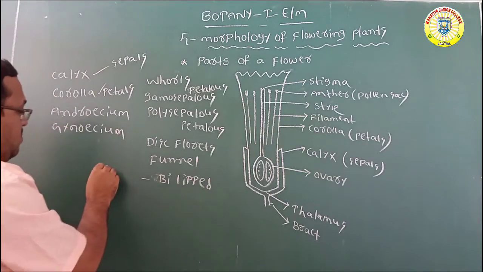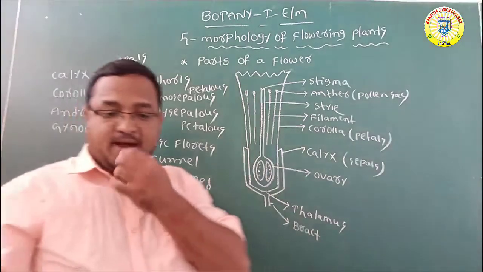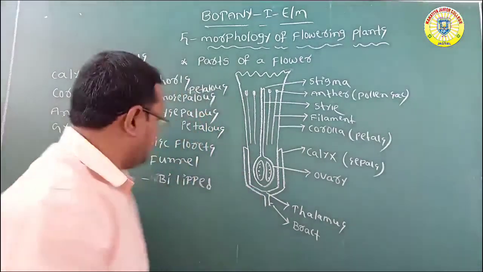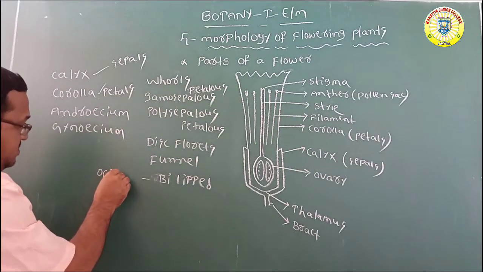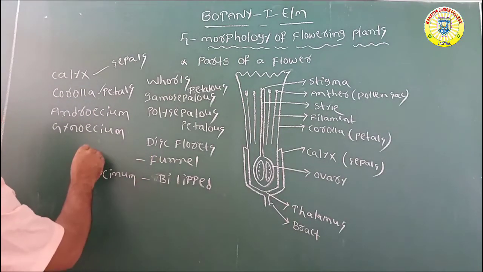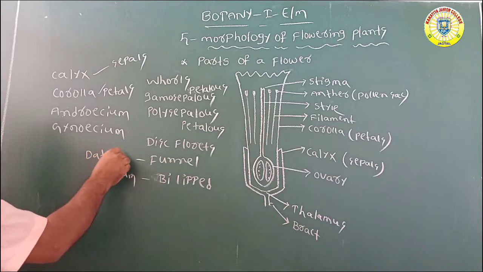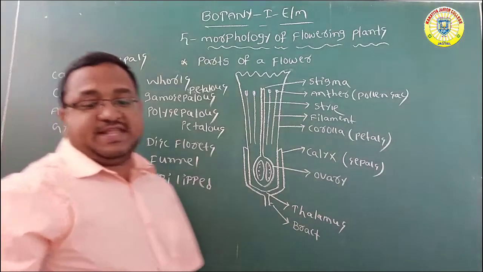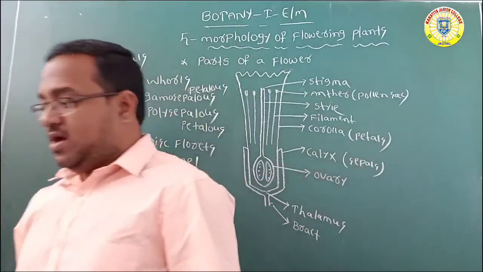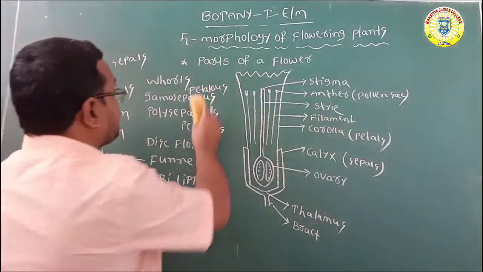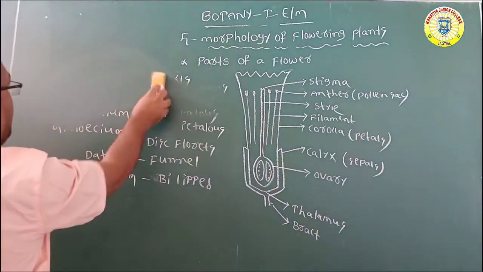Bilipped, best example, Ocimum, Tulasi. Okay, funnel shape, Datura. Okay, so these are the different shapes of the corolla.